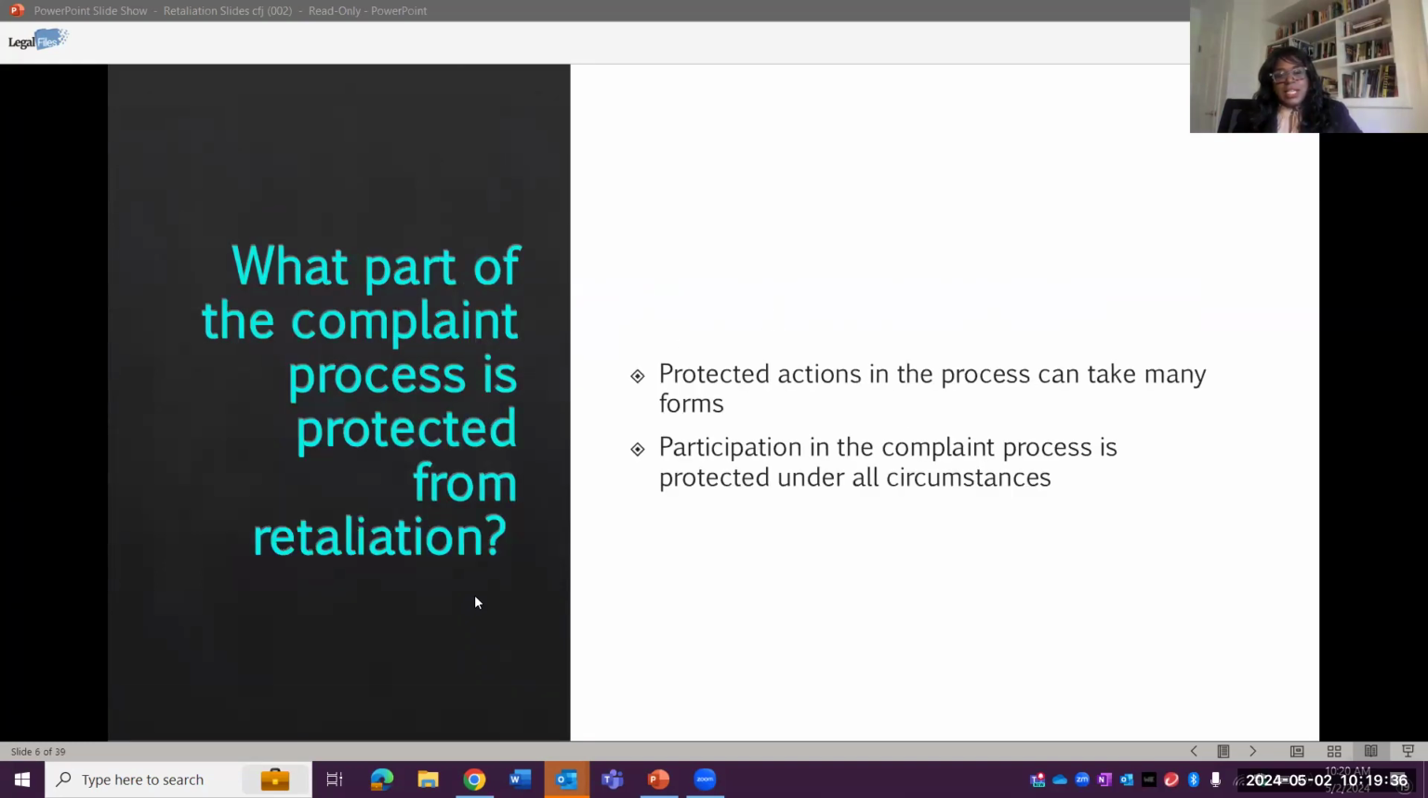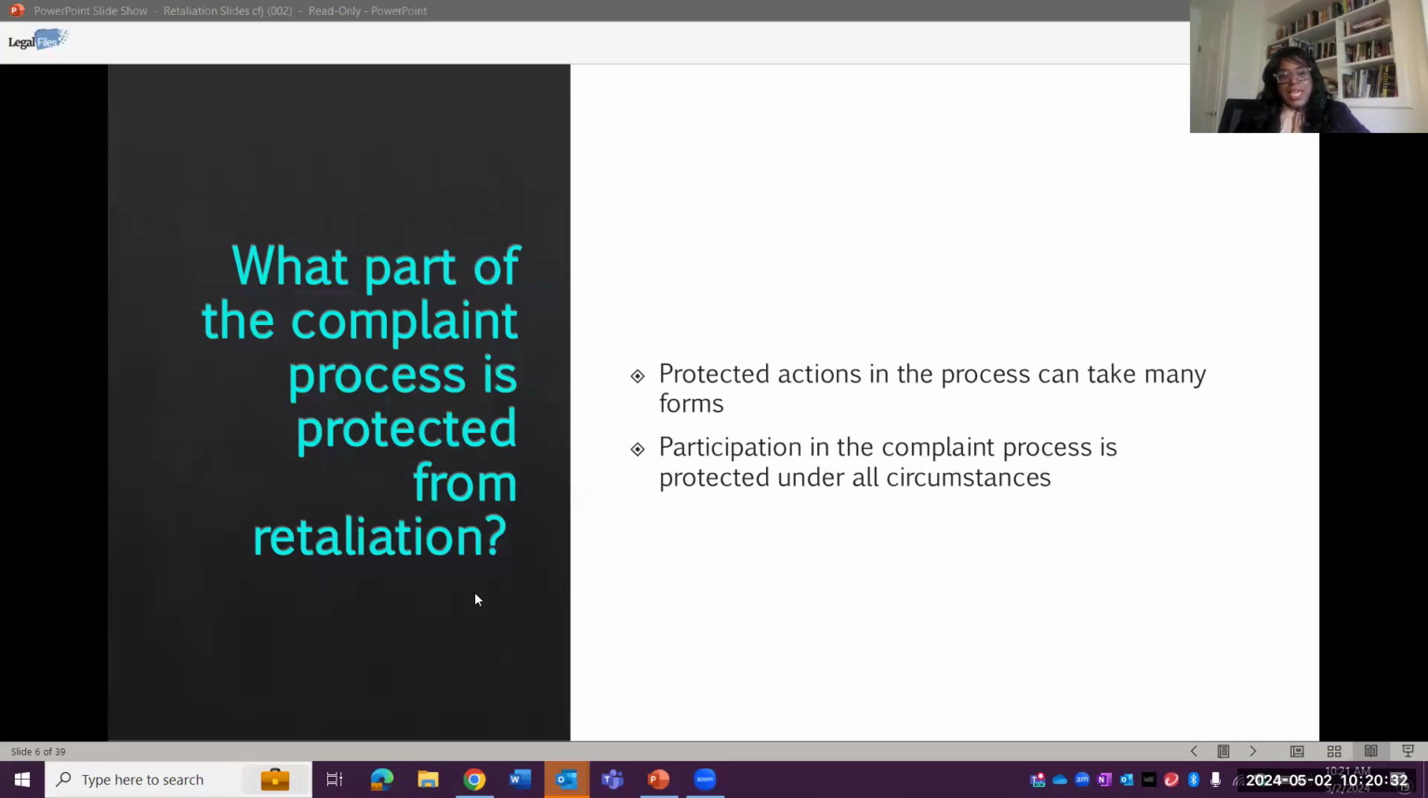So what part of the complaint process is protected from retaliation? Well, the protected actions in the process can take on many forms, but the basic way of thinking of it is that most any part of the complaint process from the beginning to the end is protected, whether it's considered participation in complaining or even opposing discrimination. Participation refers to any activity involving an EEOC investigation, such as filing a complaint. What else could you do? Other things like participating in ways that do not require the claim to have any merit or timeliness, or even, honestly, to be true.